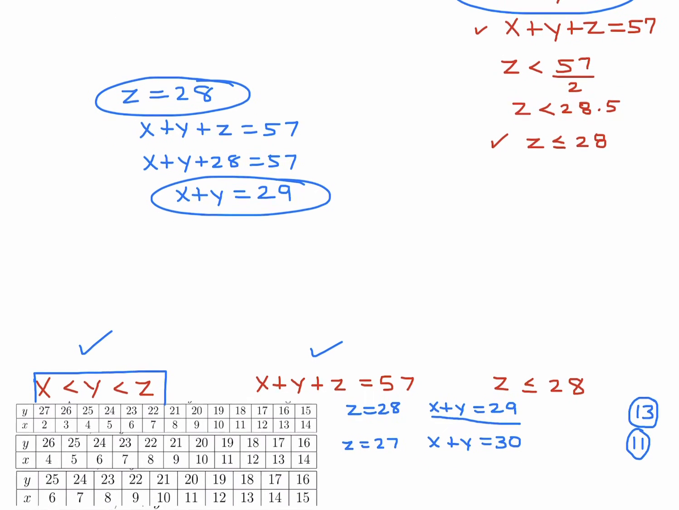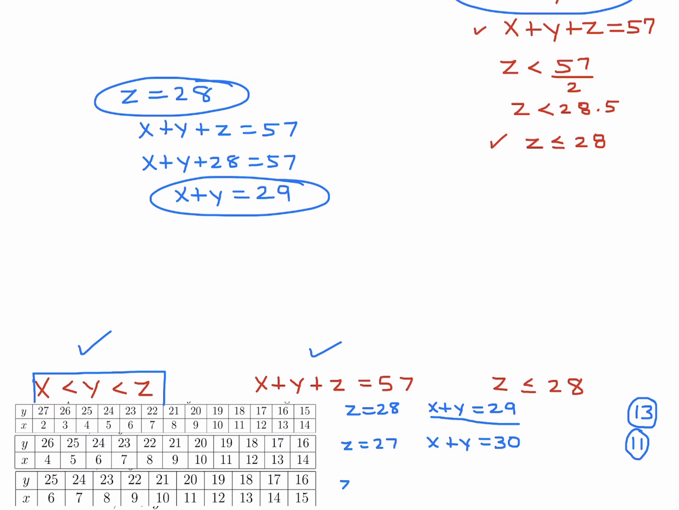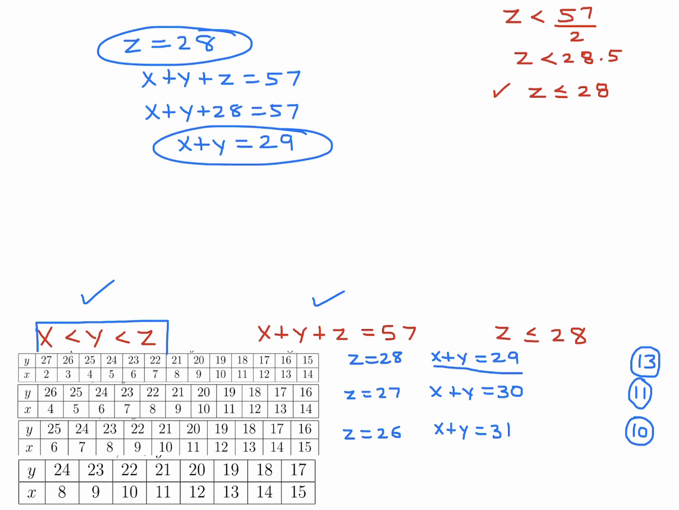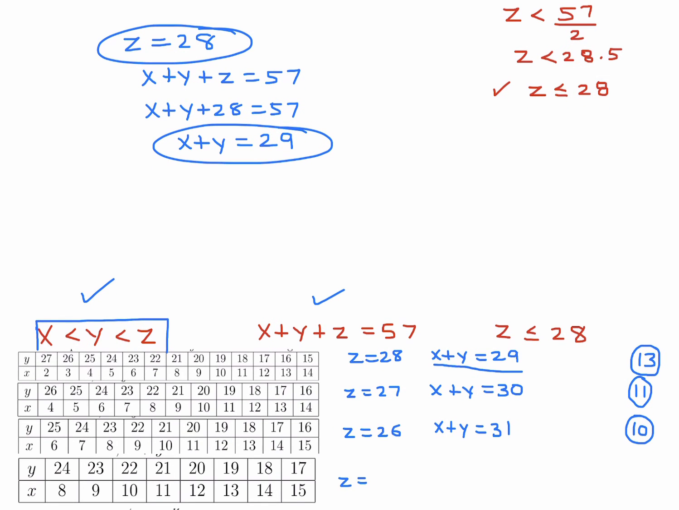All right, let's move on to the next one. The next one is z is equal to 26. Now x plus y will be equal to 31. And again, same thing. We have to ensure that x is less than y and all that stuff. And when we make that table, we get these scenarios, and that gives me an additional 10. Now let's keep going. Z equals 25. This time x plus y is 32. And again, I make the table, and this gives me 8.